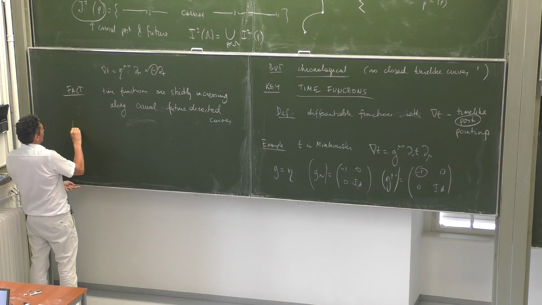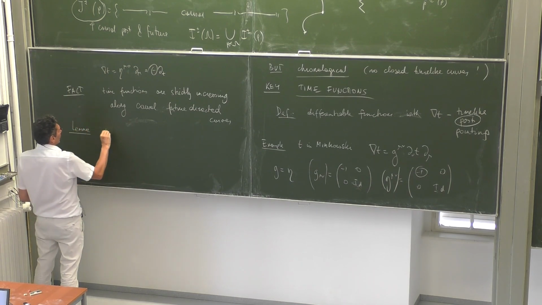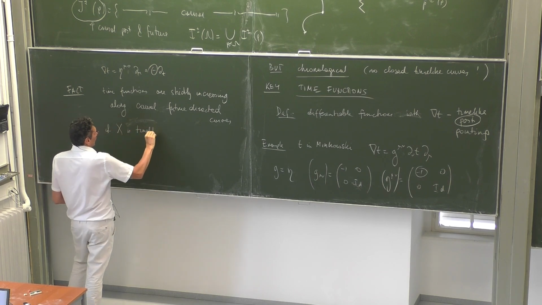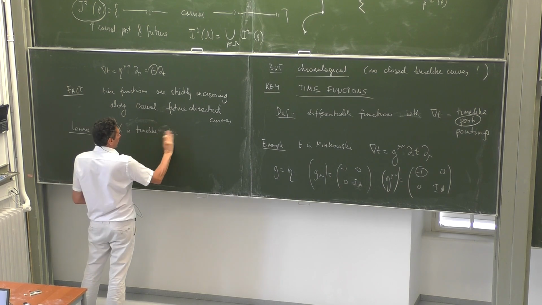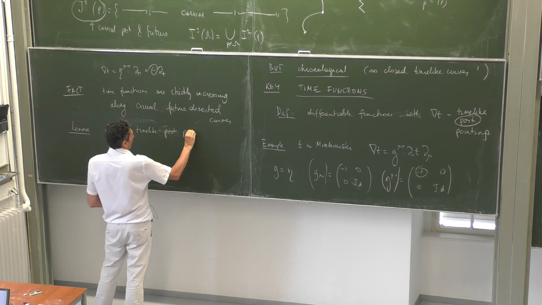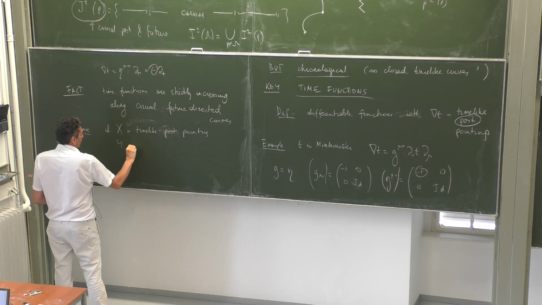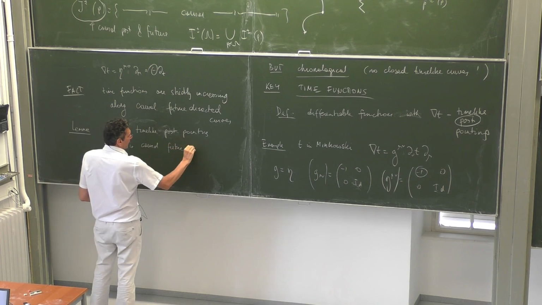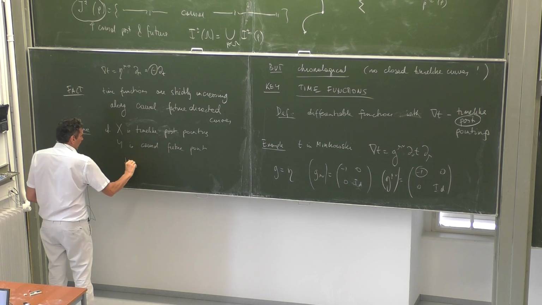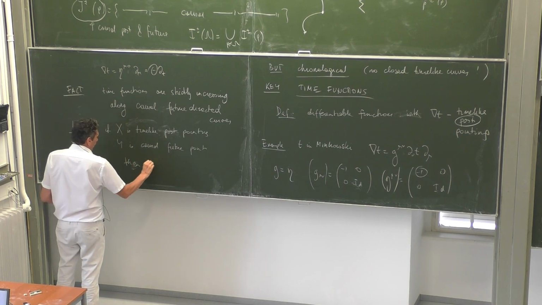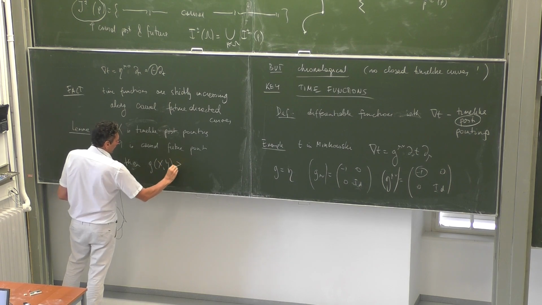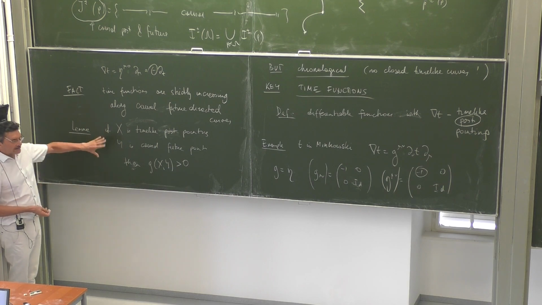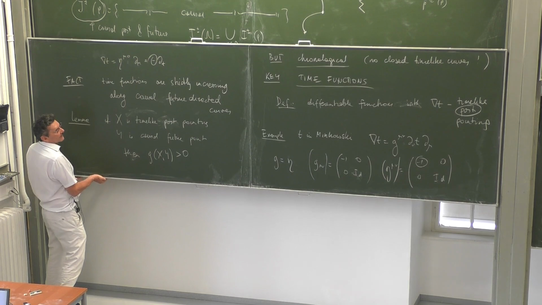So the first lemma is that if you have two vectors, if x is time-like past pointing, sorry, and y is causal future pointing, then its scalar product is positive, larger than 0. So maybe let's just assume this lemma and see how this continues.